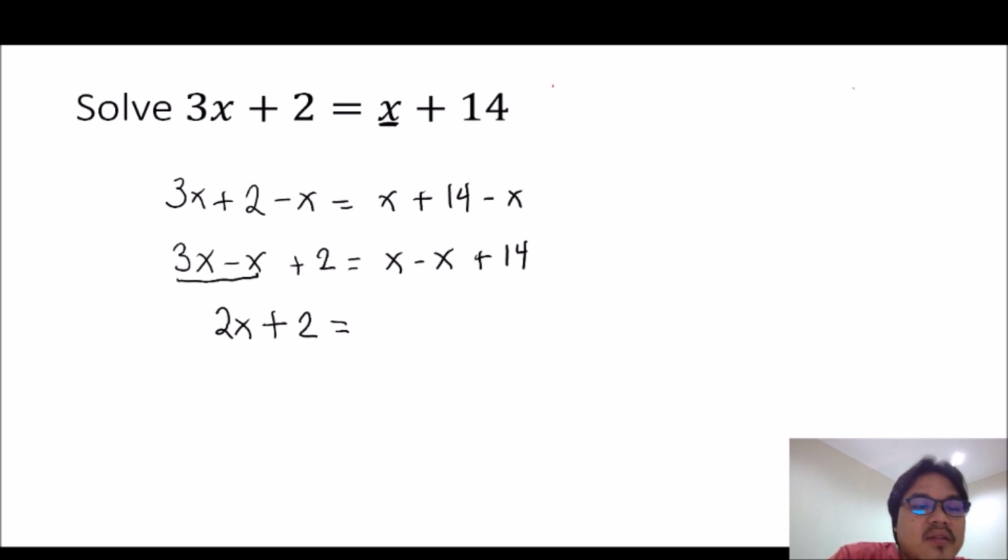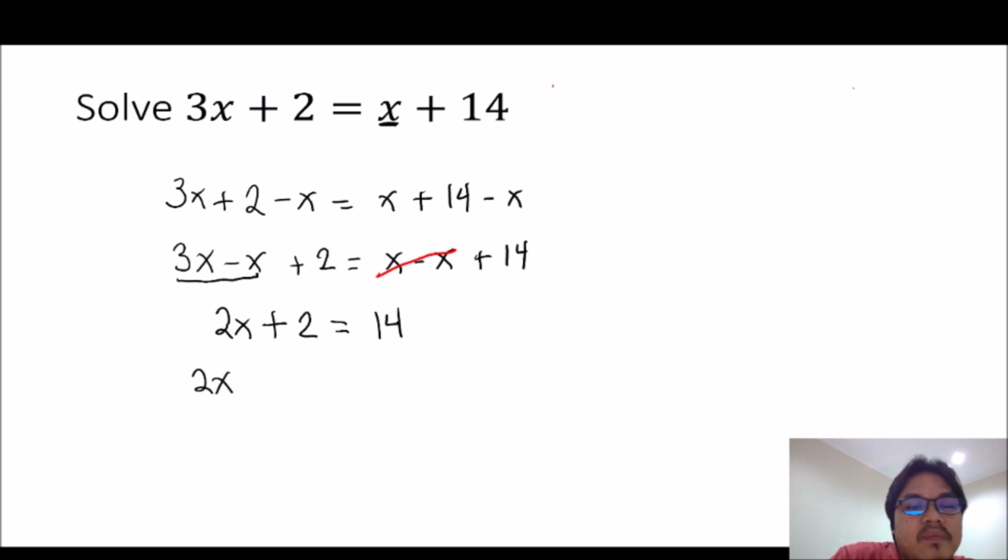And x minus x is just 0. So we will just cancel this. And what will remain on the right-hand side is positive 14, or we can simply write 14. Okay? So 2x plus 2 equals 14 is a two-step equation. So we will start with removing plus 2.